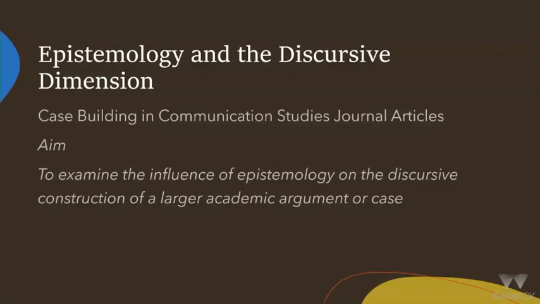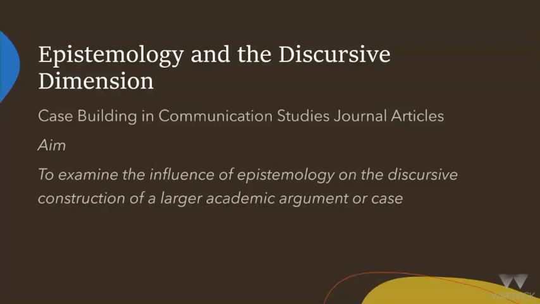a published journal article has the goal of presenting an extended academic argument or case. And the article is arguing for the truthfulness or the validity of the research undertaken. And what I'm particularly looking at is whether or not such case building in article writing would differ according to the epistemology of the research that's being reported. And if it does differ, how?